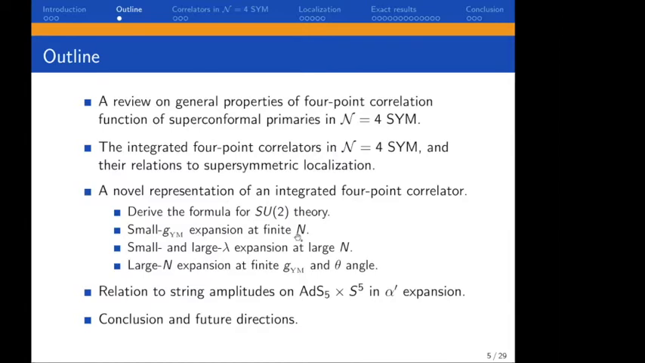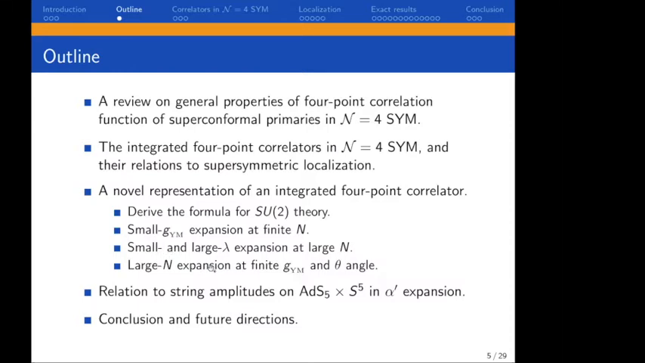For instance, at finite N, we will study the weak coupling expansion, so small coupling expansion. This will be like a loop expansion. And we will compare this loop expansion result with known results in the literature, and indeed, we will find a match. And we will further study the large N expansion with small 't Hooft coupling and large 't Hooft coupling, just to study its properties. Again, some of the results will match what's already known in the literature.